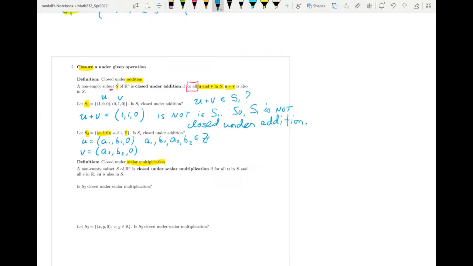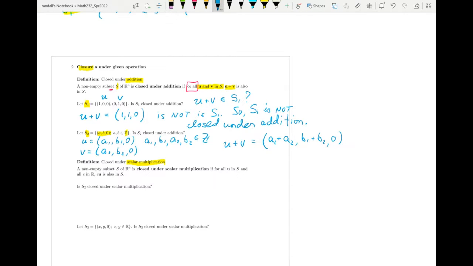So I've made my arbitrary choice of two vectors. Now let's add them up. So u plus v. Now I want to check whether this vector u plus v is going to be in the set S2, which means I have to check whether its form is as specified in the definition for S2, namely that its first two components are integers and the third component is 0. Is that the case here? Well, let's write out what the components of u plus v are. So once again, this is just adding the two components here. So a1 plus a2 is the first component, b1 plus b2 is the second component, and I have 0 for the third component.